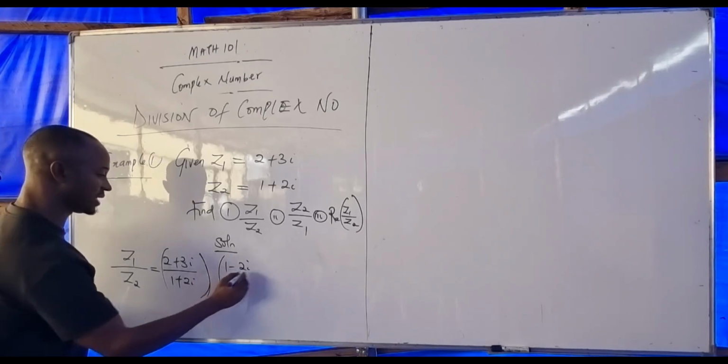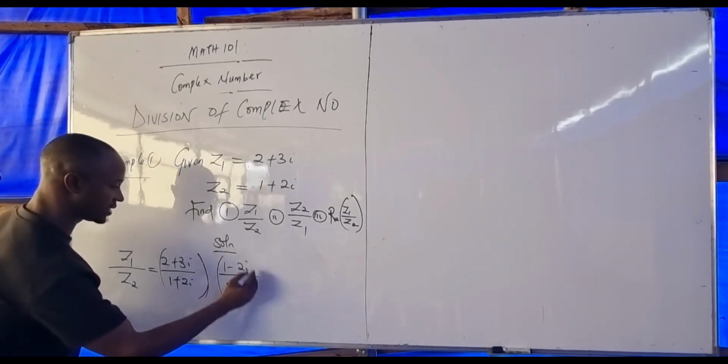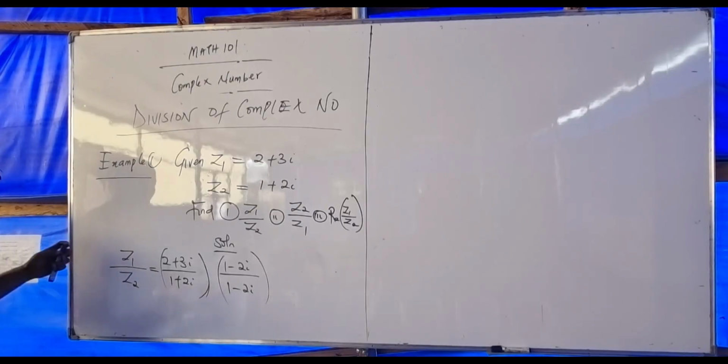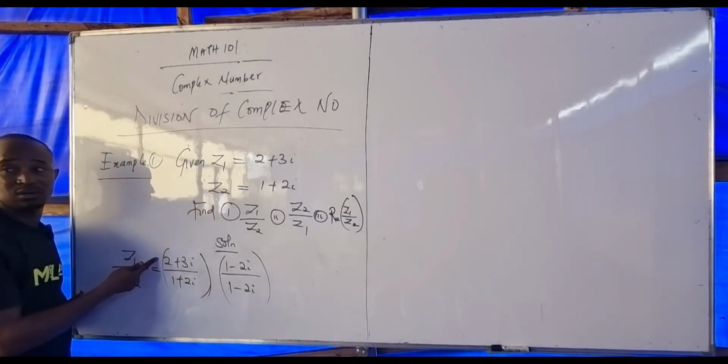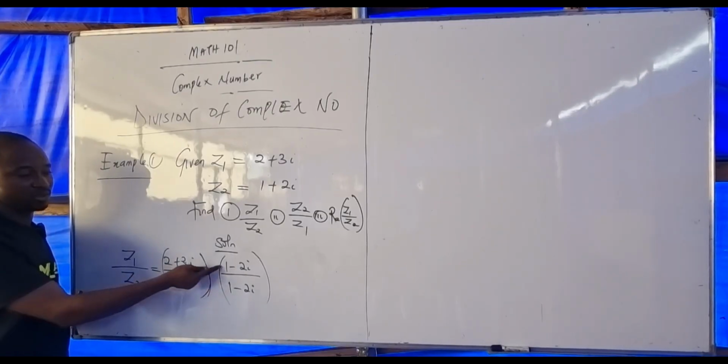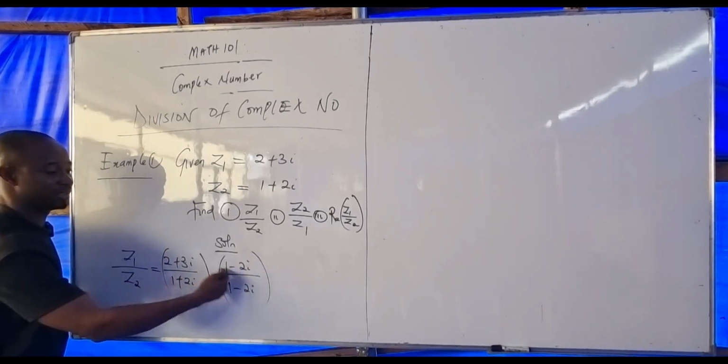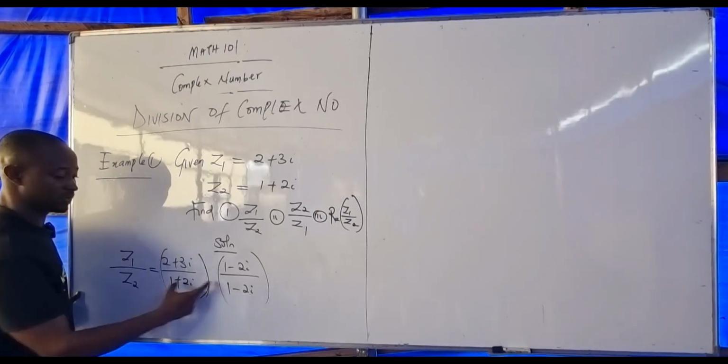1 minus what? 2i. Over what? 1 minus what? 2i. It simply means that I'm multiplying both the numerator and what? Denominator itself with the conjugate. I'm multiplying this with this, Abi. Then this with what? With this.